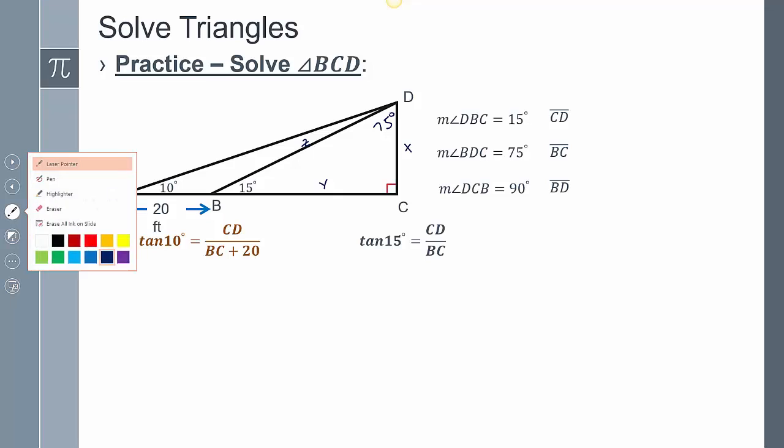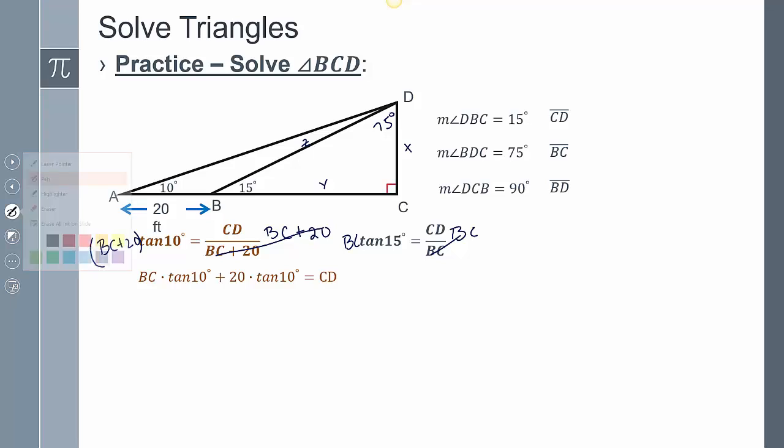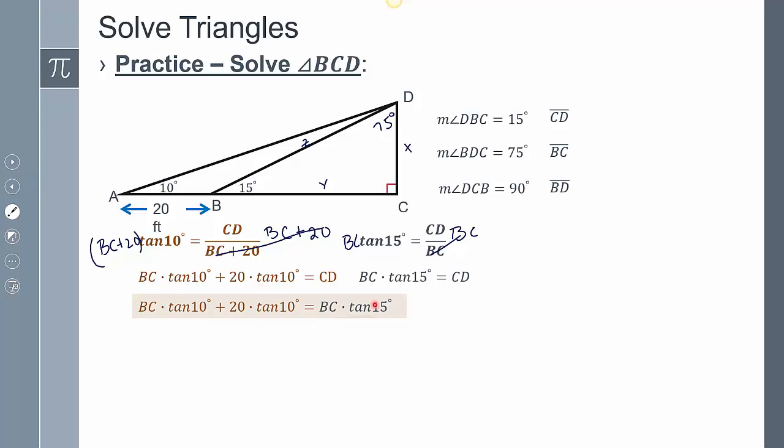So I'm going to get CD by itself. So I'm going to multiply by BC plus 20 and by BC to both sides. And so I'm going to get, if I distribute this through, BC times tangent 10 and then 20 times tangent 10 equals CD. And this one just gives me BC tangent 15 equals CD. Now that they both equal the same number, I'm going to set them equal to each other. So I'm going to say this equals this. And that's what I did there.